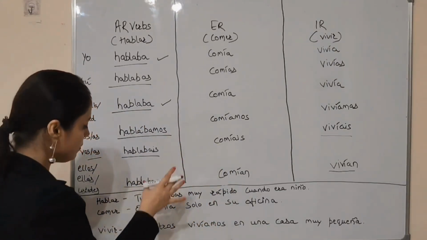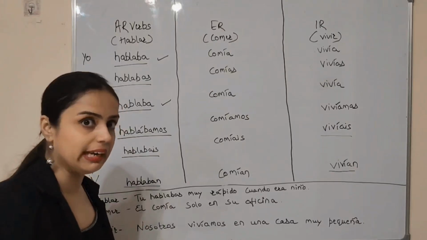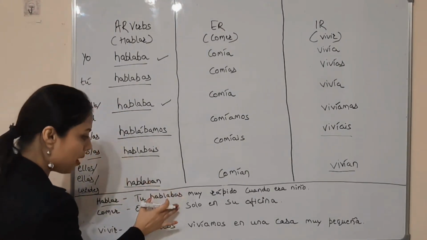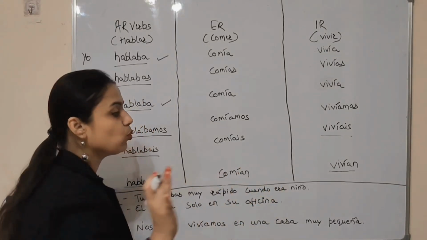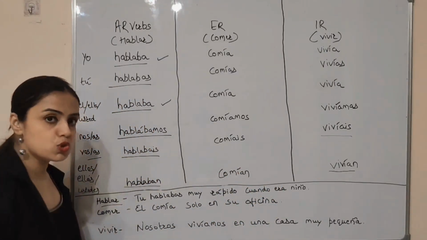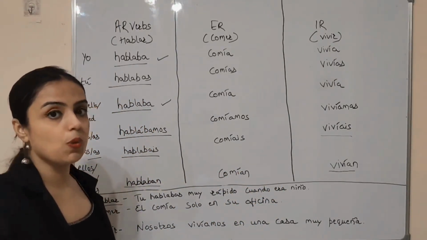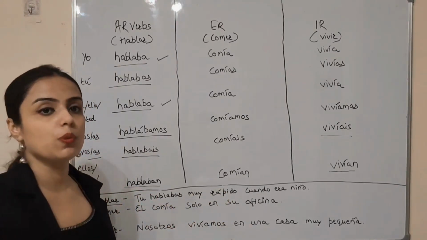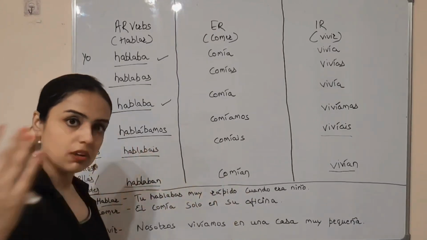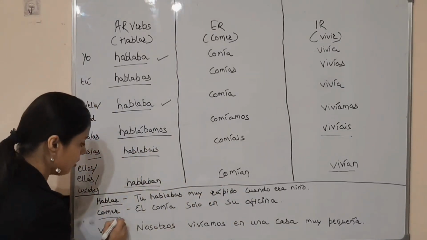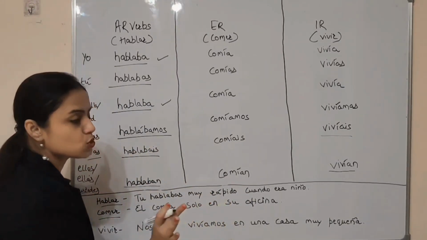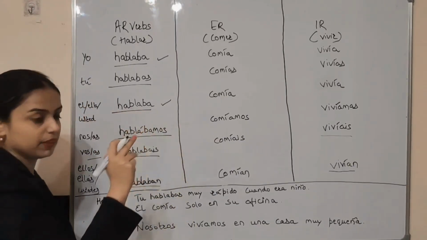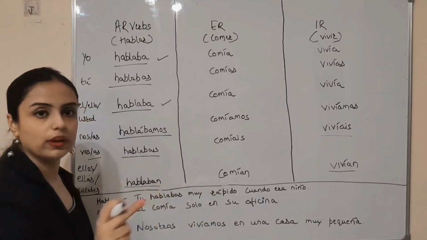Vale? So now I will be giving you three examples so that you can relate better. Por ejemplo, for hablar: tú hablabas muy rápido cuando era niño. You used to speak very fast when you were a child. Next is comer: él comía solo en su oficina. Vale? Comía, third person. He used to eat alone in the office.